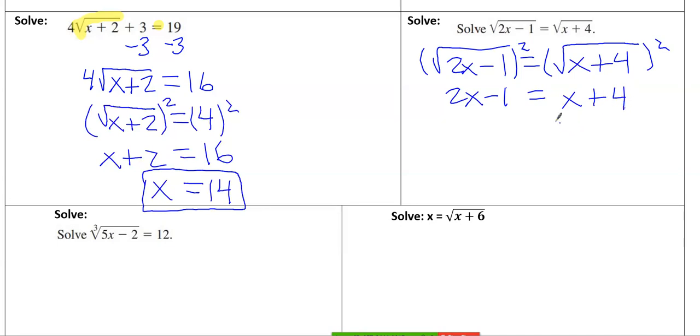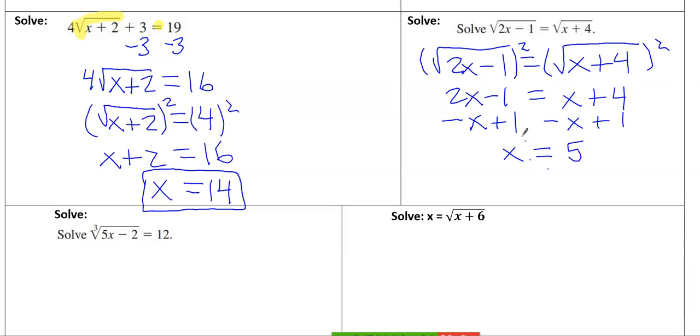Well, this seems to be going well so far. I'm going to subtract x from both sides. I'm going to add 1 to both sides. So I'm really adding negative x plus 1. Okay, 2x minus x is x, equals 4 plus 1, which is 5.